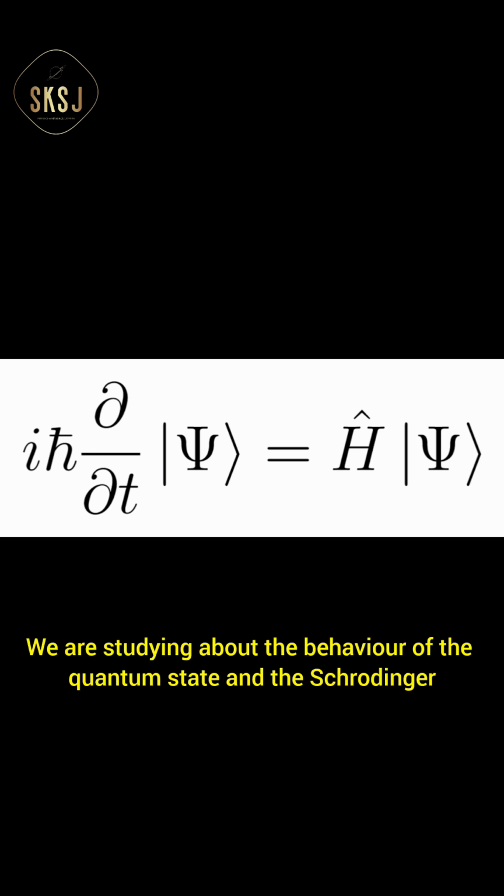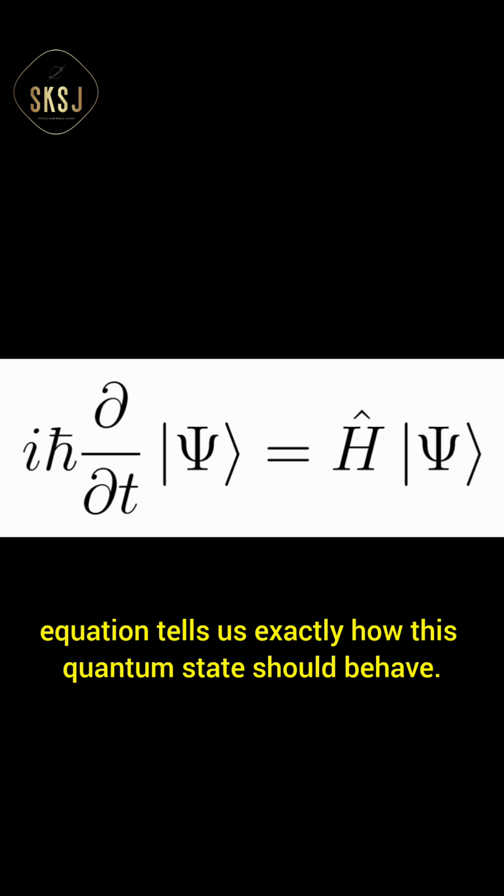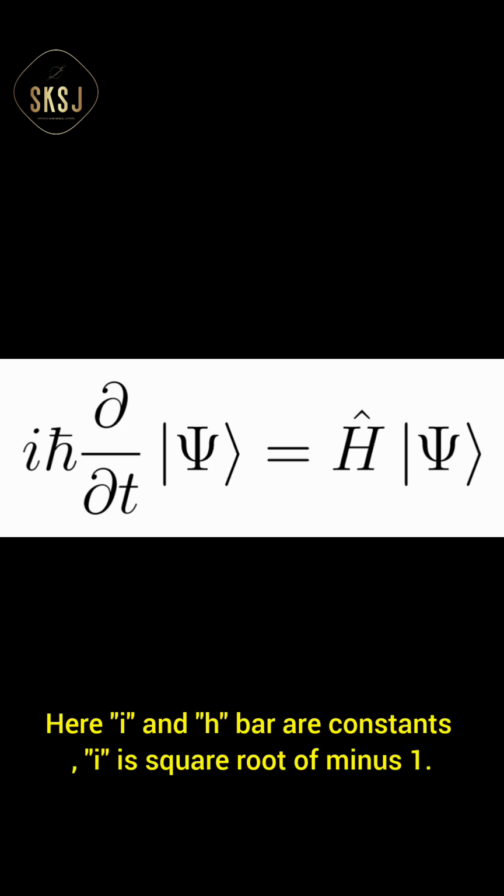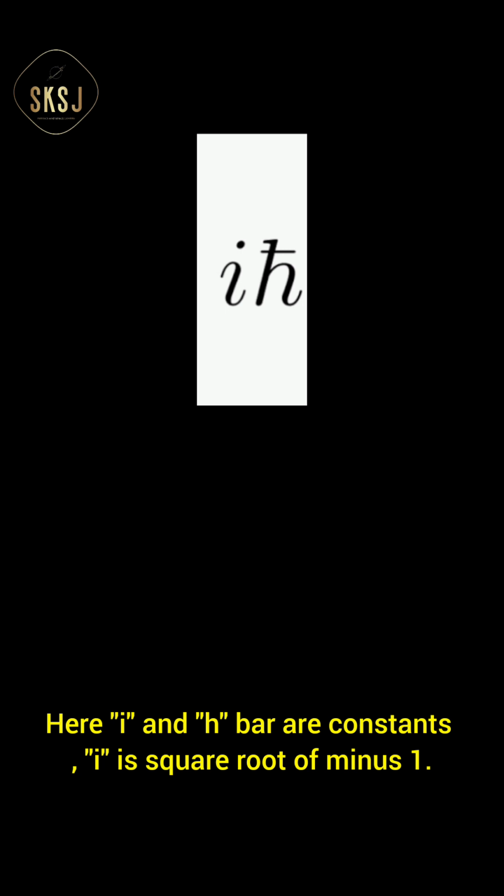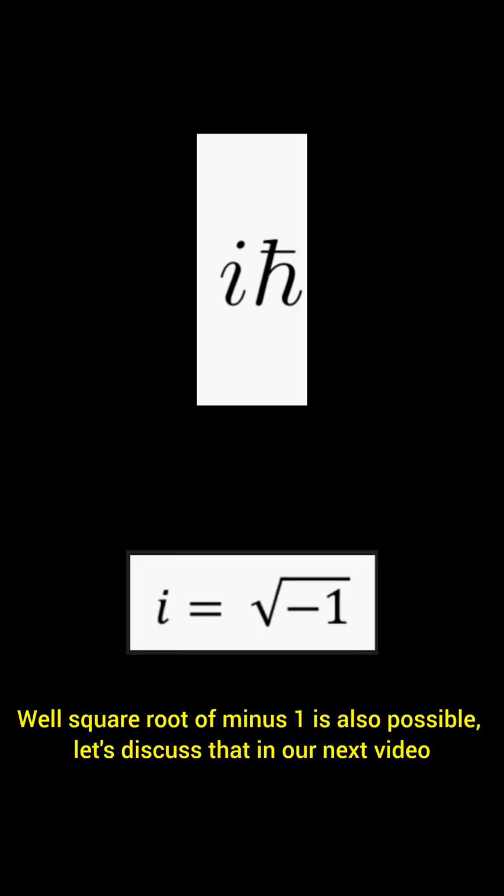We are studying about the behavior of the quantum state, and the Schrodinger equation tells us exactly how this quantum state should behave. Here i and h bar are constants. i is square root of -1. Well, square root of -1 is also possible. Let's discuss that in our next video.